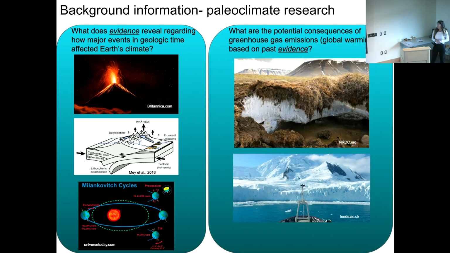Other things that we try and investigate are what are the potential consequences of greenhouse gas emissions based on past evidence. In the past, we can look at specific time periods that are believed to be warmer and had higher concentrations of carbon dioxide or similar concentrations to today, and try and understand how that affected temperature, how it affected things like permafrost, which is what you see in that top picture there, and ice coverage around our Earth in places like Antarctica.